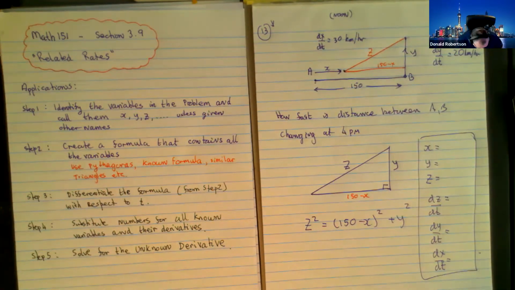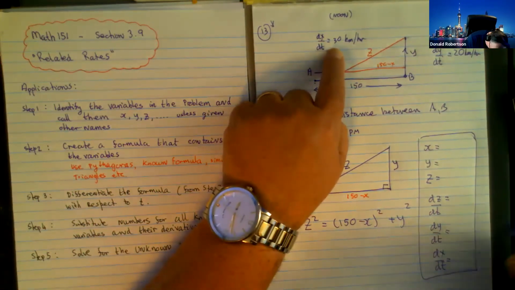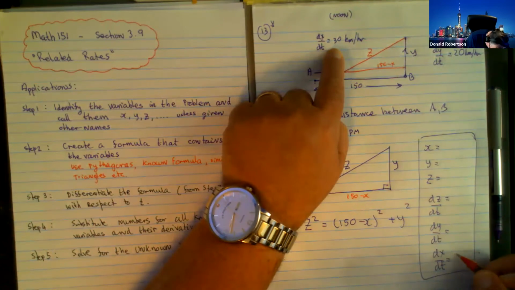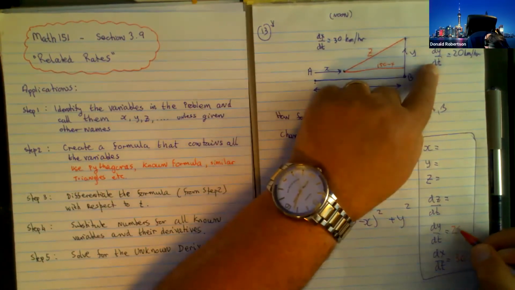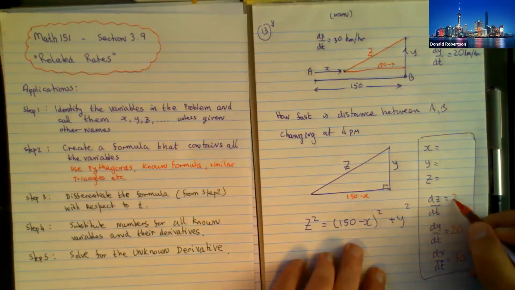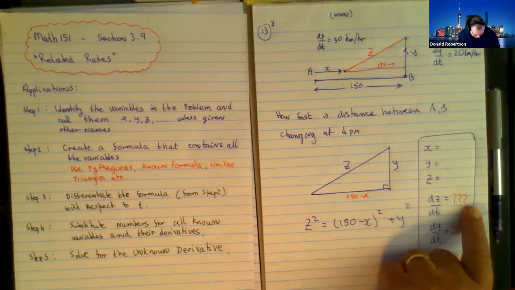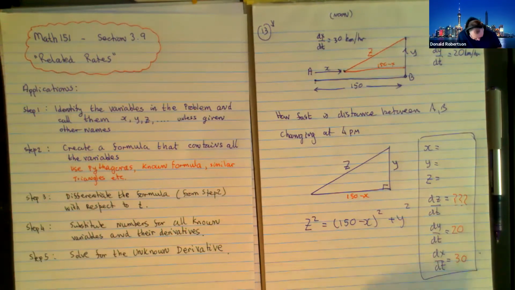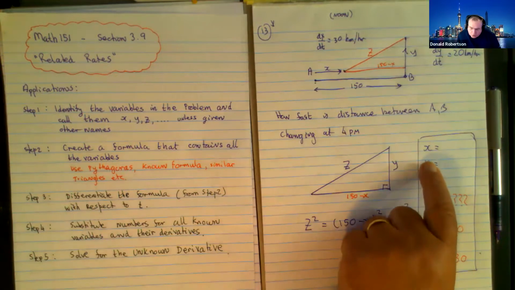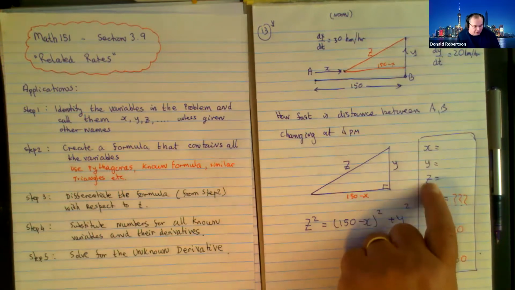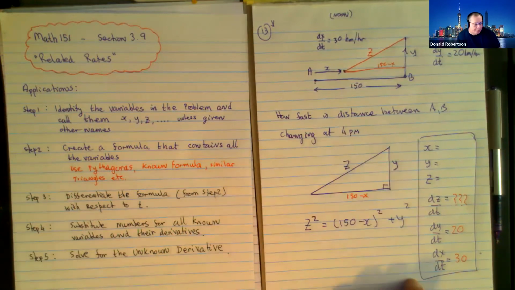Let's see what we know in this story. I know dx by dt is 30, so I'll make them in red. I know that one's 30. I know this one here is 20, and they've actually asked me to find that one. So that one is meant to be missing, right? What I don't know yet is what the distance X is, what the distance Y is, and what the distance Z is, because they're all going to be numbers at 4 o'clock.